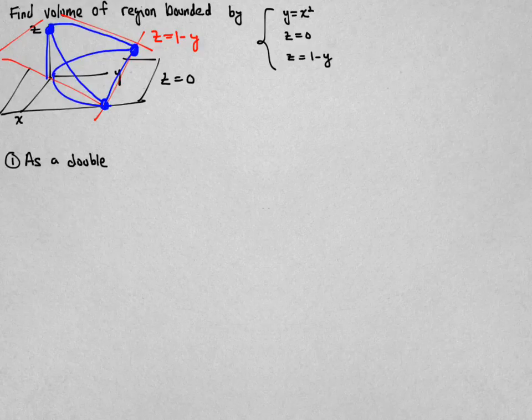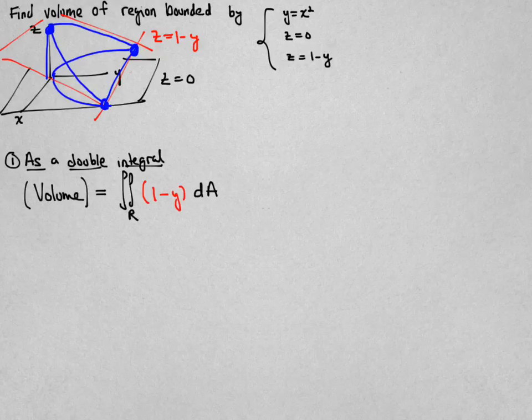One way to do that is to calculate it as a double integral. So what we'll need to do to find the volume is to integrate over the appropriate region R and take the surface that we want to find the area under, in this case 1 minus y, because that's the upper plane, and we're going to integrate that as a double integral now.